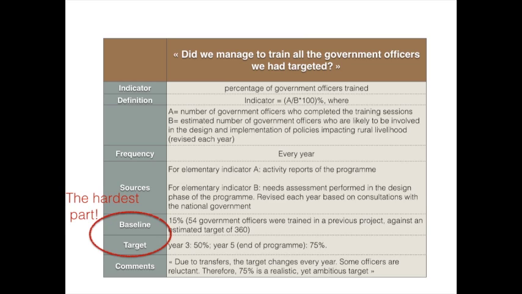So actually, the target changes every year, and we also know from the previous projects that some officers are reluctant. They don't want to come to the training. So we know that we will never have 100% of people trained, and we are using the target of 75%. We think it's ambitious, but realistic. It's important to say that also because it gives the possibility to actually change that target in a few years' time if the conditions are better or worse than expected.